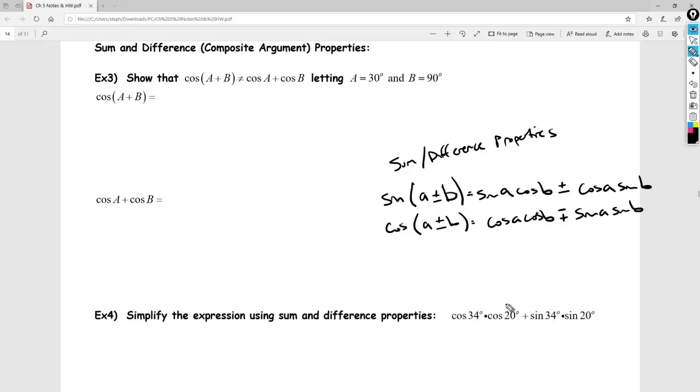So if I'm asked to simplify this expression using my sum and difference properties, I'm just looking at my two angles here. So I'm going to say that 34 is A and 20 is B. I see I have cosine times cosine plus sine times sine. So I know that this is the same thing as cosine of 34 and 20. I have a plus sign here that corresponds with a minus sign. Okay, so this would be the same thing as cosine of 14 degrees. So cosine of 14 is equivalent to cosine of 34 minus 20, which is equivalent to all of this stuff. Okay, that's how we use our sum and difference properties.